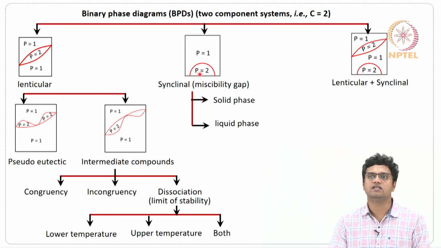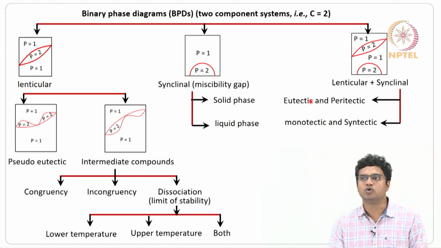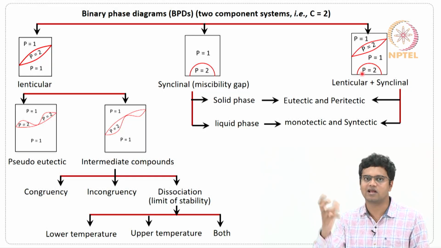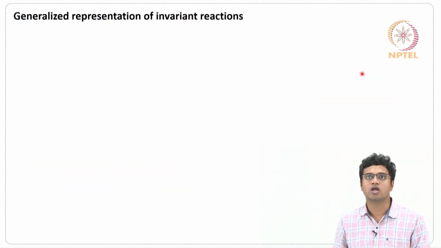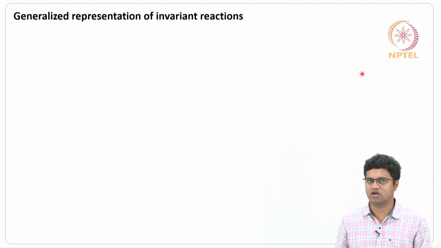In addition to that, in the synclinal type, we discussed the miscibility gap in the solid phase as well as in the liquid phase, and those gave birth to eutectic and peritectic types of reactions in the case of a solid phase miscibility gap, and monotectic and syntectic reactions in the case of a liquid phase miscibility gap. These two are also extreme cases of the third type of phase diagram, that is lenticular or lenticular plus synclinal type of behavior. Okay, so all this comes under the total classification of binary phase diagrams.